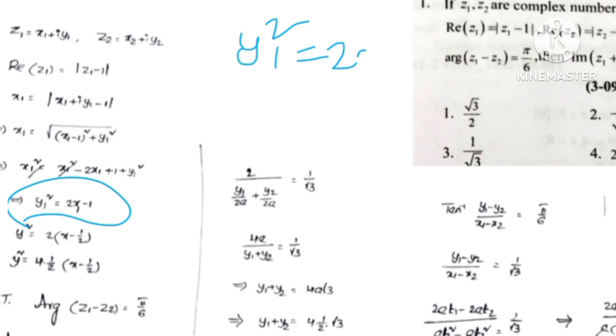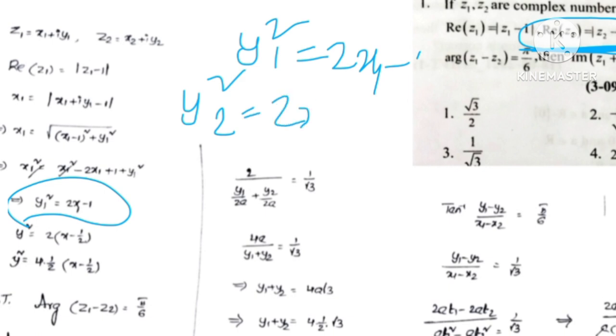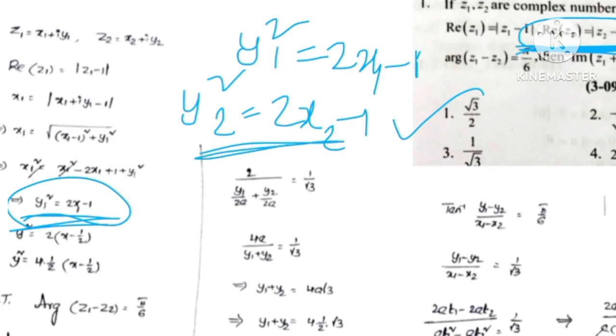In the same way, if you replace the Z2 complex number in the second condition, real part of Z2 is equal to mod Z2 minus 1, then what you get? y2 square is equal to 2x2 minus 1. Understand all of you? In the first condition, when you replace the Z1 value, you get y1 square is equal to 2x1 minus 1. In the same manner, for the Z2 complex number in the second condition, you get y2 square is equal to 2x2 minus 1.